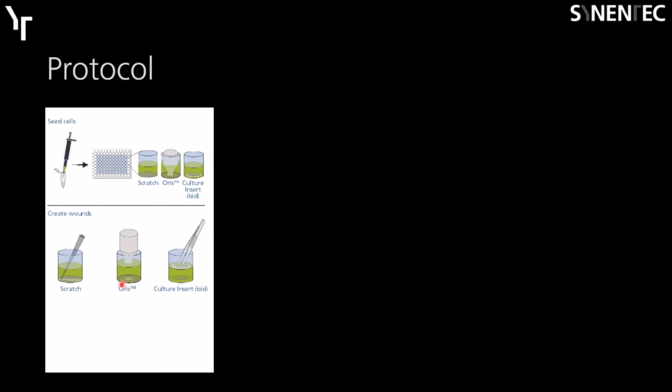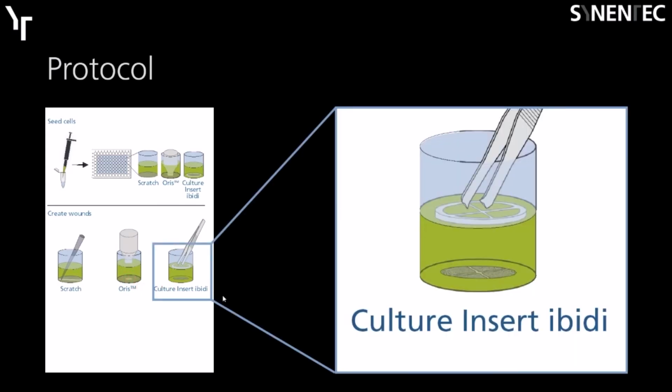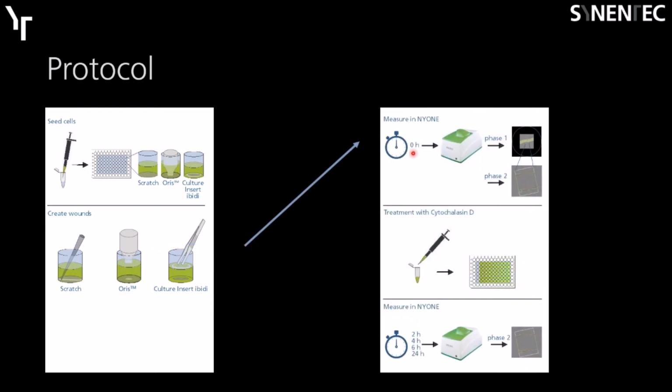Examples are the RS migration assay, which uses circular inserts, and another one are culture inserts 2-well and 4-well from EBD, which employ inserts with microcavities divided by small rectangular silicone walls. After wound creation, we immediately imaged the plates using both phases of the application. Then we treated the cells with cytochalasin D, which inhibits cell migration, and monitored the wound closure at regular time points, now only using the second phase of the application.